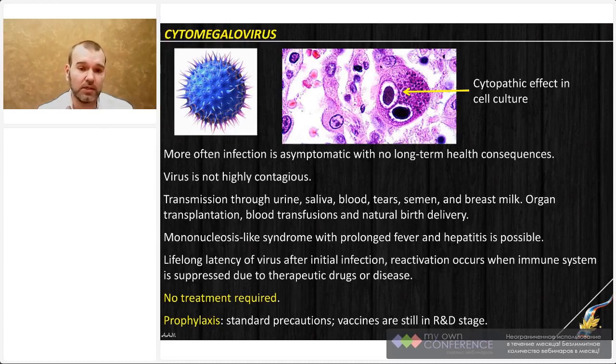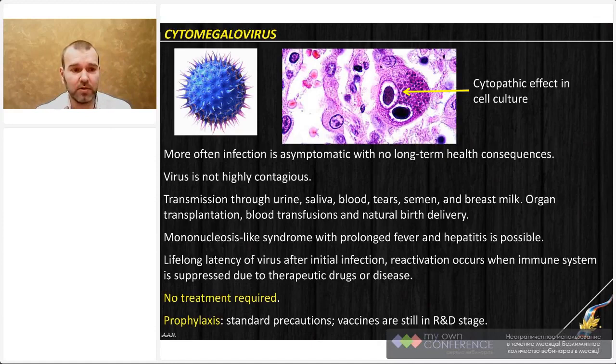And as you can see on the right picture, marked by an arrow, the virus changes the appearance of the cell, and host cells become extremely large in size, giant in size. Cyto means cell, megalo means large. Large cells can be identified in histological studies.